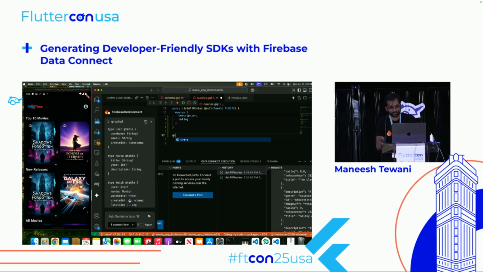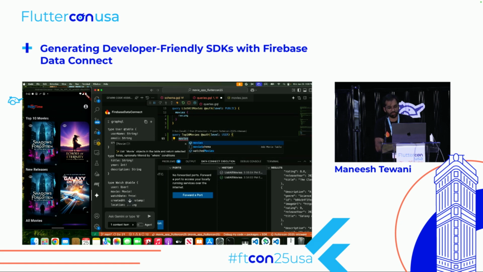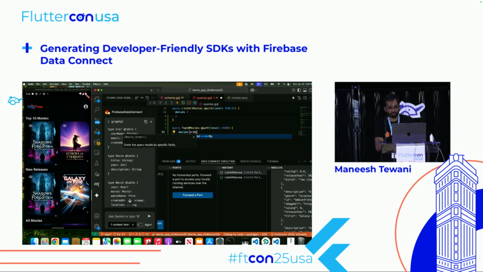So let's do that. So let's name the query again. Let's call it top 10 movies. Let's give it an auth level of user. So a user has to be logged in to call this. And then we want to still use the movies table, but we want to order by the rating field and make sure that it's descending. And then we also want to make sure that we limit it by 10.